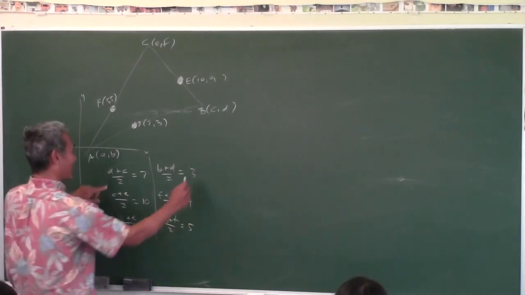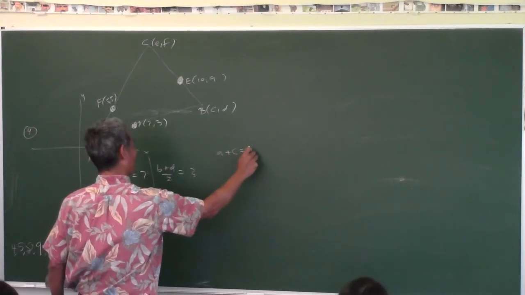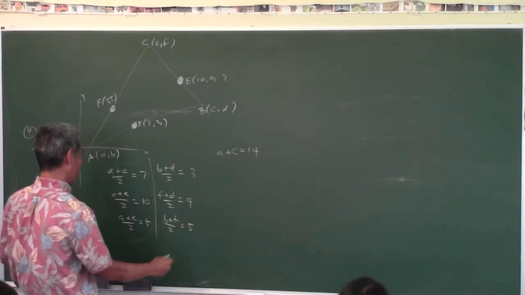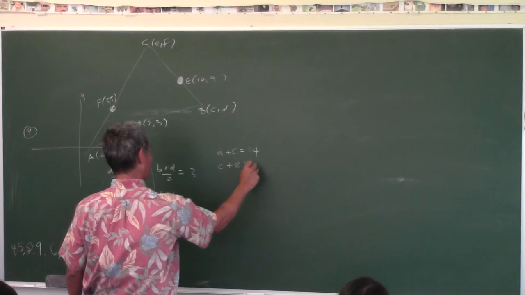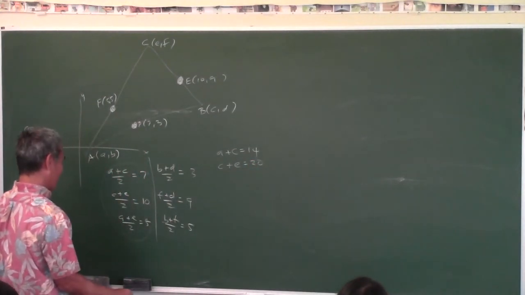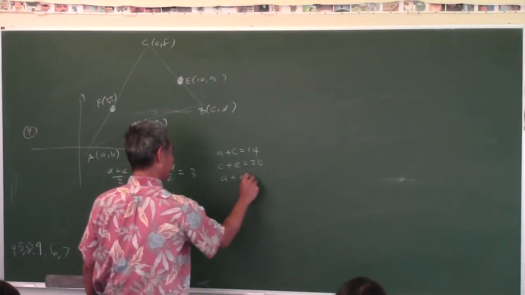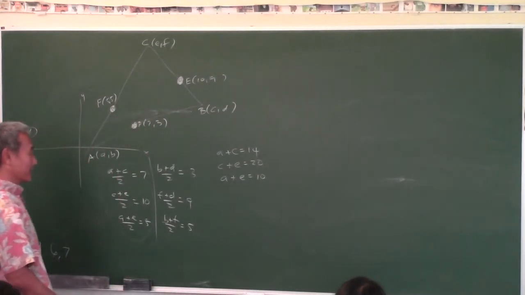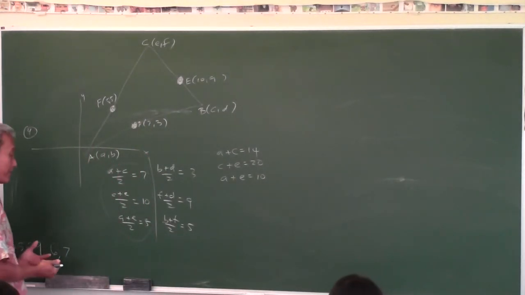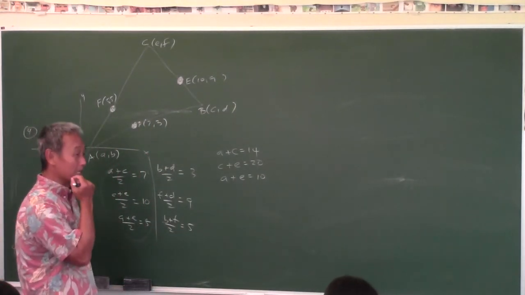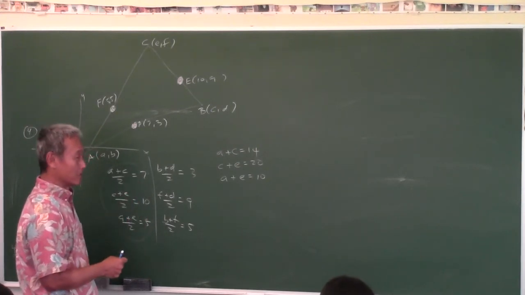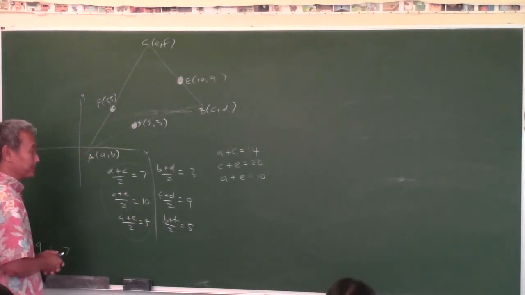I'll look at that and go, A plus C equals 14. And then that one, multiply by 2. C plus E equals 20. And then that one, A plus E equals 10. Right, to get rid of the fractions. Now, when you solve three equations, three variables, the first thing you want to do is eliminate one of the variables. Which variable do you want to eliminate? C.